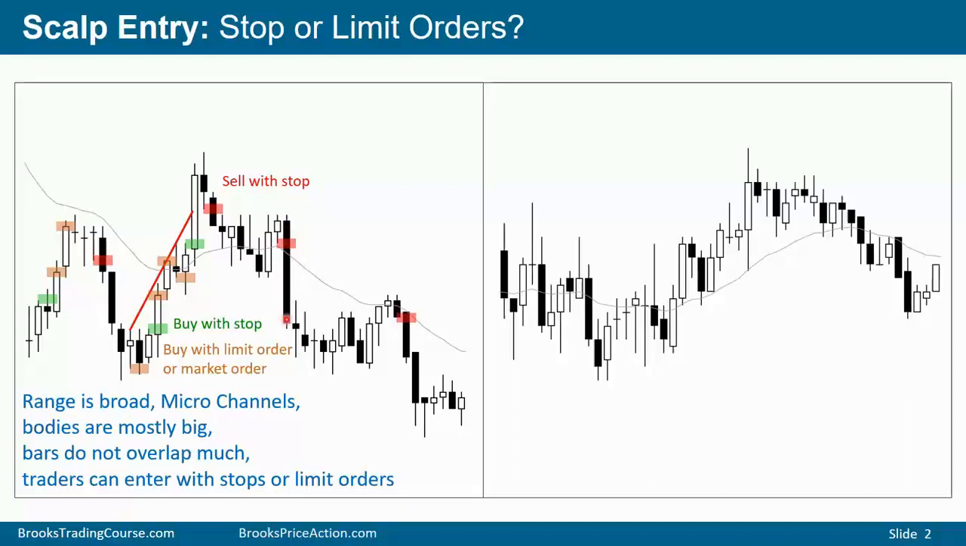Strong, big bear trend bar. A breakout test of the bottom of this upper range. Traders will sell with a stop below the low of that bar, looking for at least a scalp down. Traders will sell with limit orders or market orders. A pair of strong bear bars, room to the bottom of the range, they'll sell.